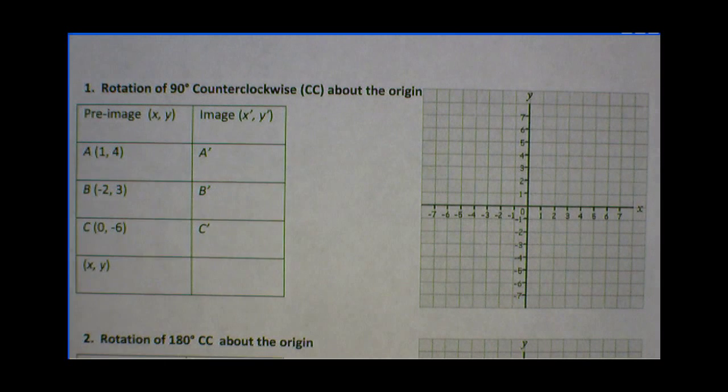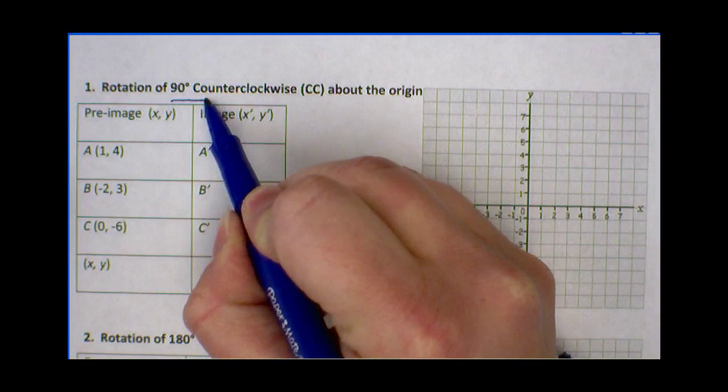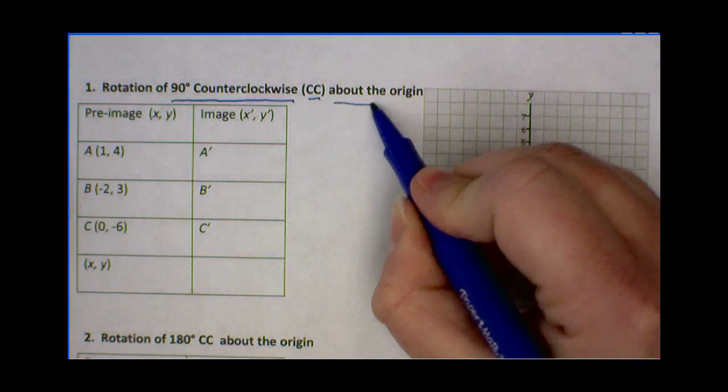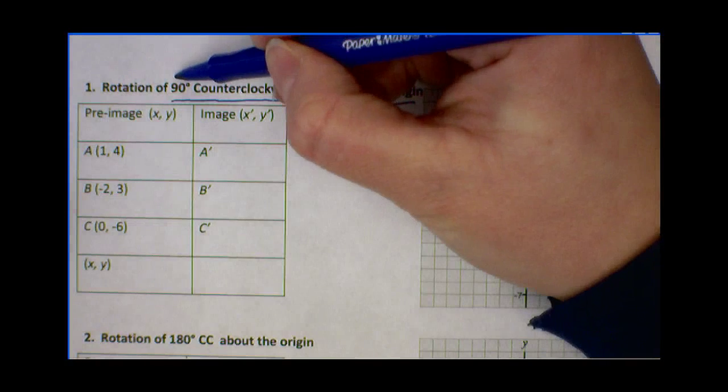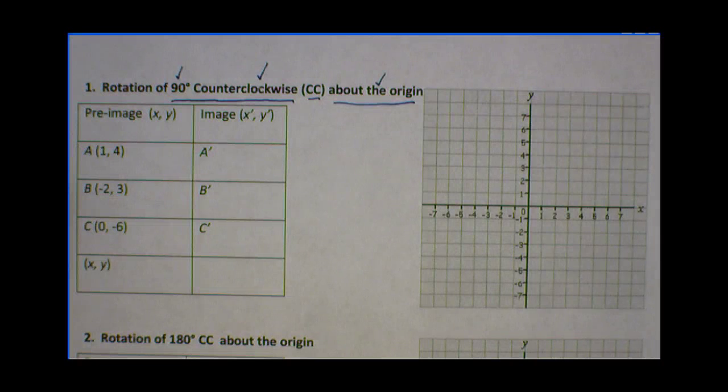Yeah. So the first thing we're going to do is look at the directions and see how we're supposed to rotate. They want us to do 90 degrees counterclockwise. And notice we've got that CC as our abbreviation, about the origin. So we know how many degrees, we know which direction, and we know what our fixed point is. Which is the three things that we need every single time. Exactly. Okay.